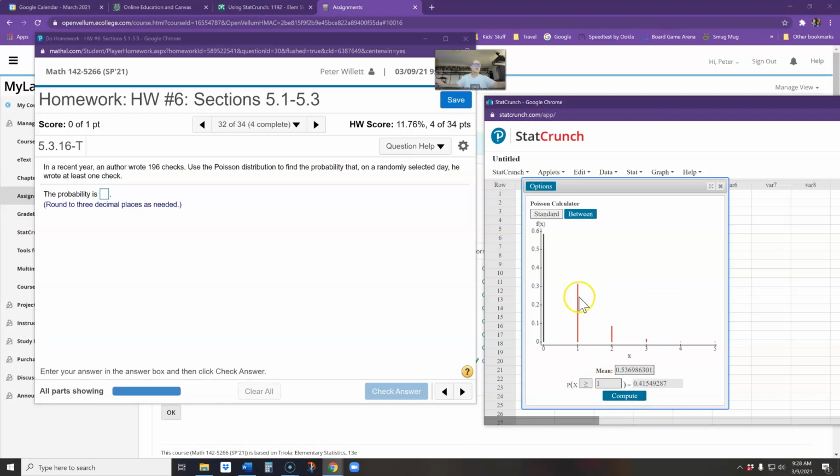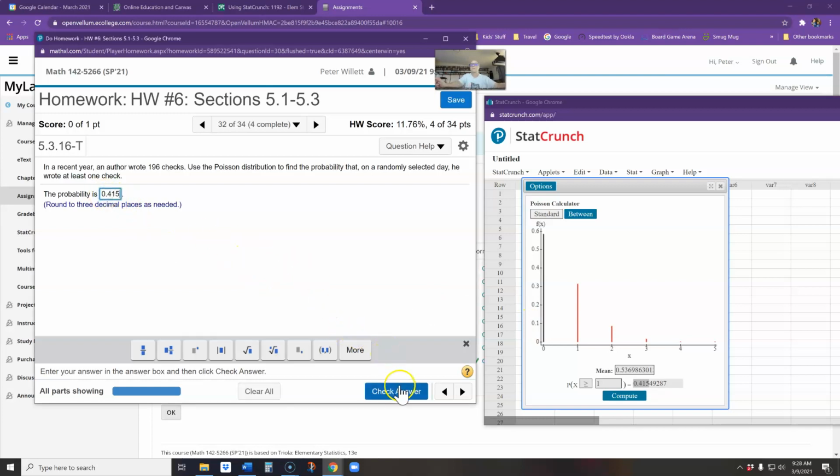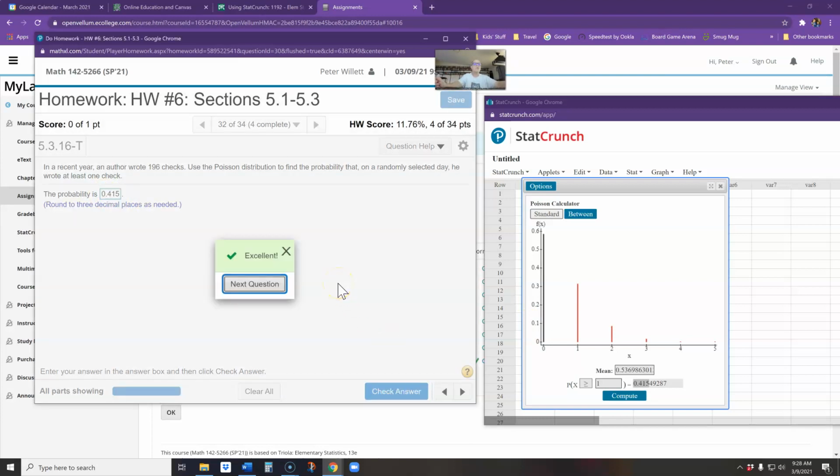And you can see that it shows me the values that are 1 or bigger are in red now, and that all of those are in red, and the total for all of those is here. So it looks like there's about a 41% chance on a particular day that he wrote at least one check. So it says to round this to 3 decimals. So if I do that, I would stop at the 5. It looks like I do not need to round up the 5. And that's what they're looking for. So hopefully that helps.